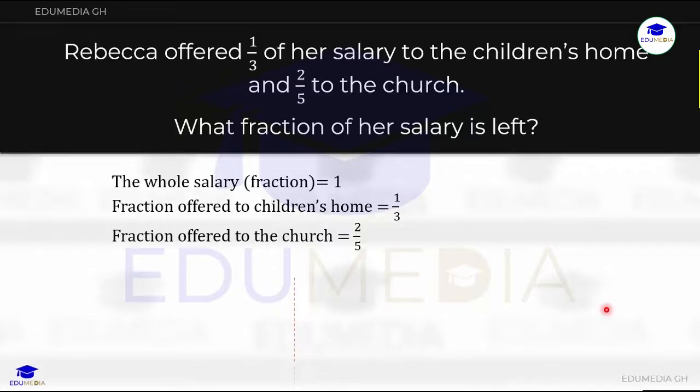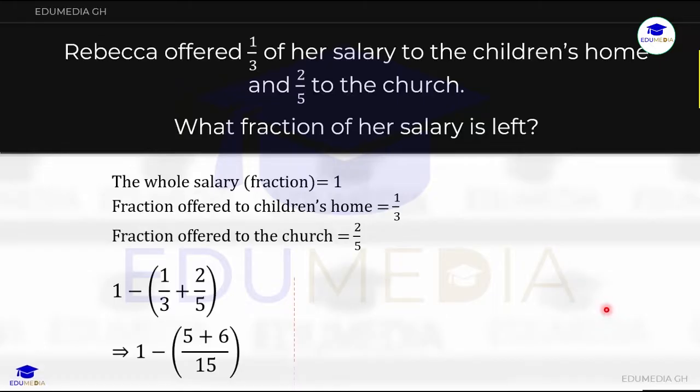Therefore, we need to put this together and then subtract it from her whole salary. So we are putting together the fraction offered to the children's home and the fraction offered to the church, and then we are taking that away from the whole salary, that's the 1, and we have this. So 1 minus (1/3 plus 2/5), and then we have 1 minus (5 plus 6) over 15. Then working this out gives us 1 minus 11 divided by 15, and still going ahead to find the LCM here, we have (15 minus 11) divided by 15, and then the final answer is 4 divided by 15. So this is the final answer.